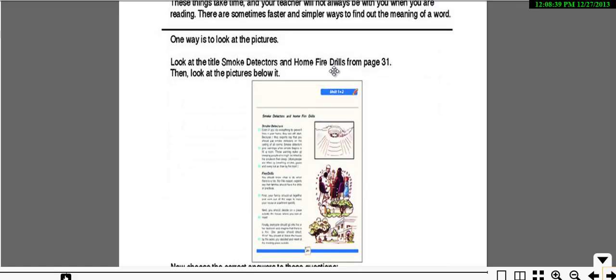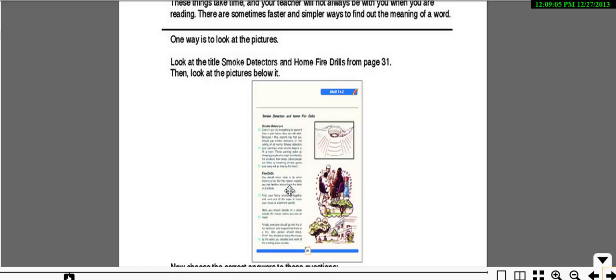Now, pay attention to the fact that in real life, if there's a word spoken by somebody that you don't know, don't just try to guess it all the time. Ask about it. Just say, please, what does this mean? Excuse me, what did you just say? Can you repeat that? Pardon me, can you just repeat that word? And so on. Now look at the titles, smoke detectors and home fire drills for page 31.